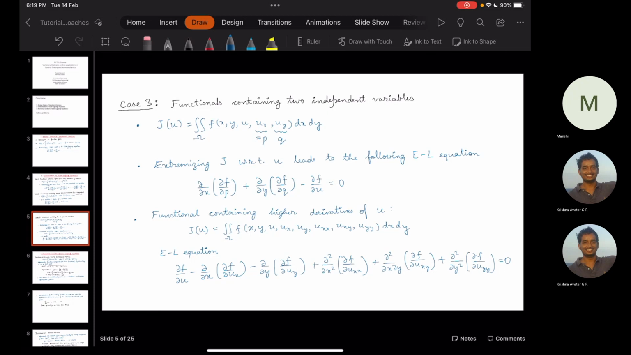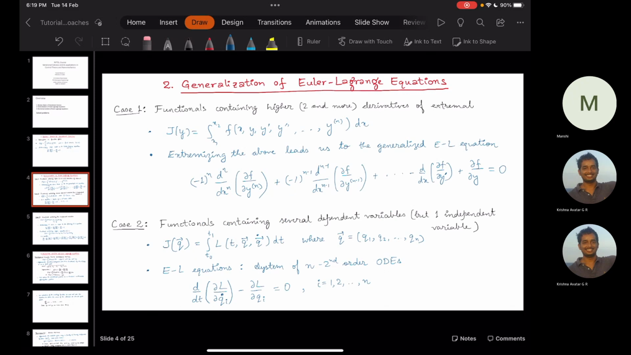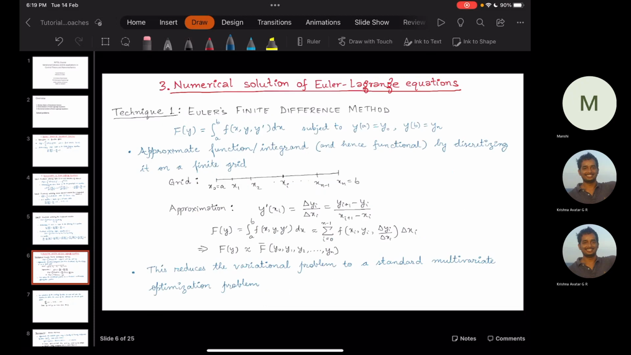Okay, so in these two slides, I have discussed the three cases of the generalization of Euler-Lagrange equations. Now let me proceed to discuss a bit on numerical simulation of Euler-Lagrange equations. We'll be discussing three techniques, as was discussed in week 3 of this course. The first technique is Euler's finite difference method.